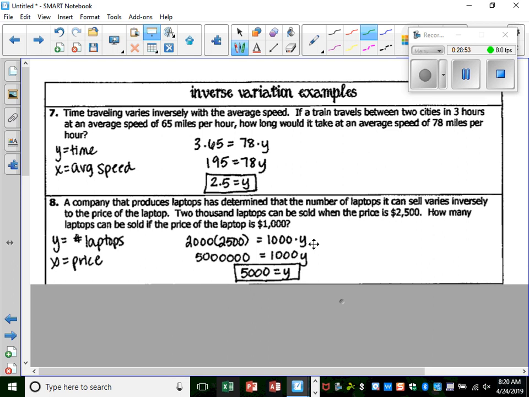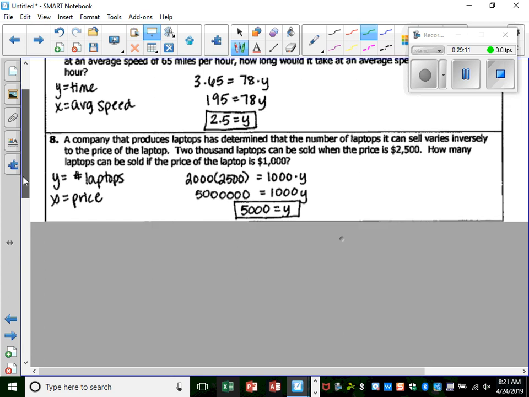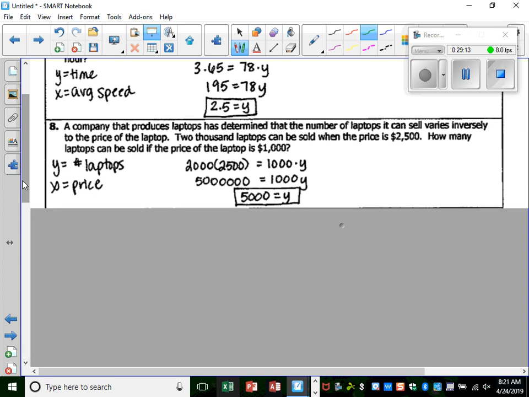So 1,000 times y is 1,000y. Divide, you're going to end up with 5,000. And that's 5,000 what? Laptops. So put laptops at the end. 5,000 laptops. All right. I'm going to do one more with you.